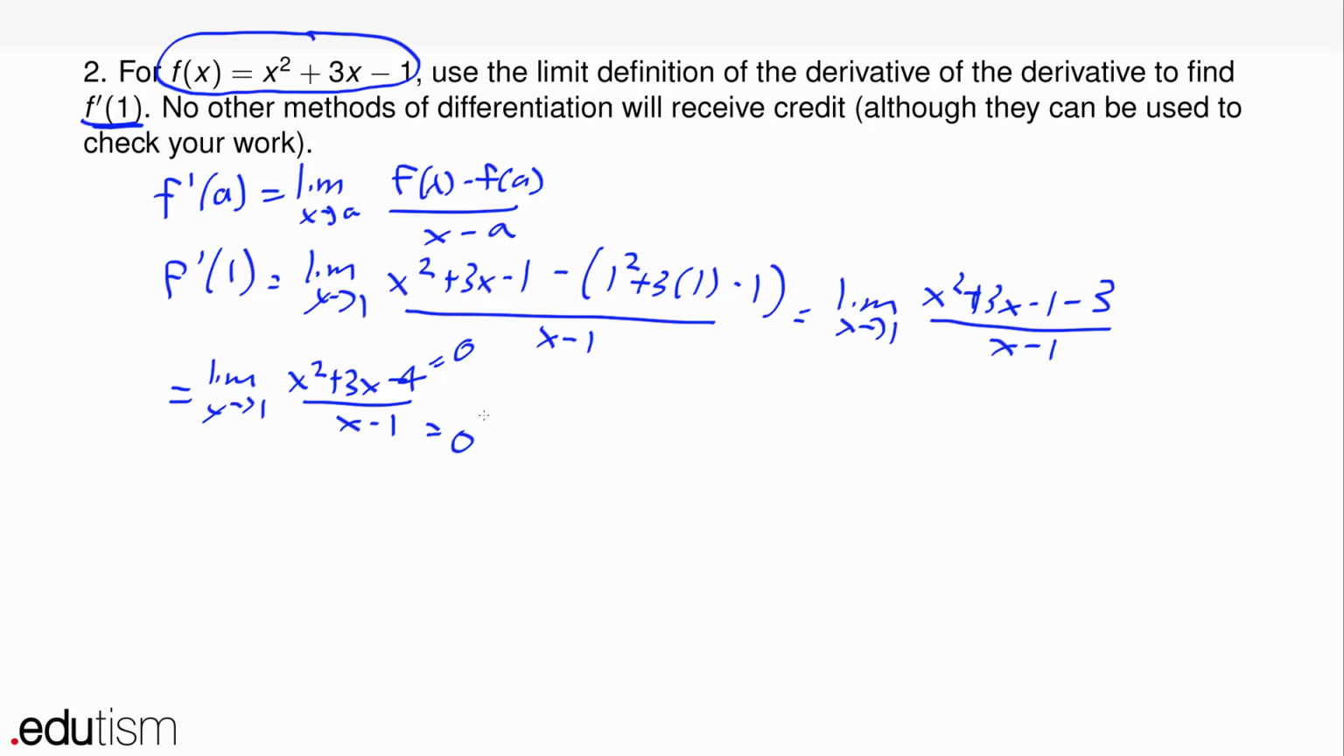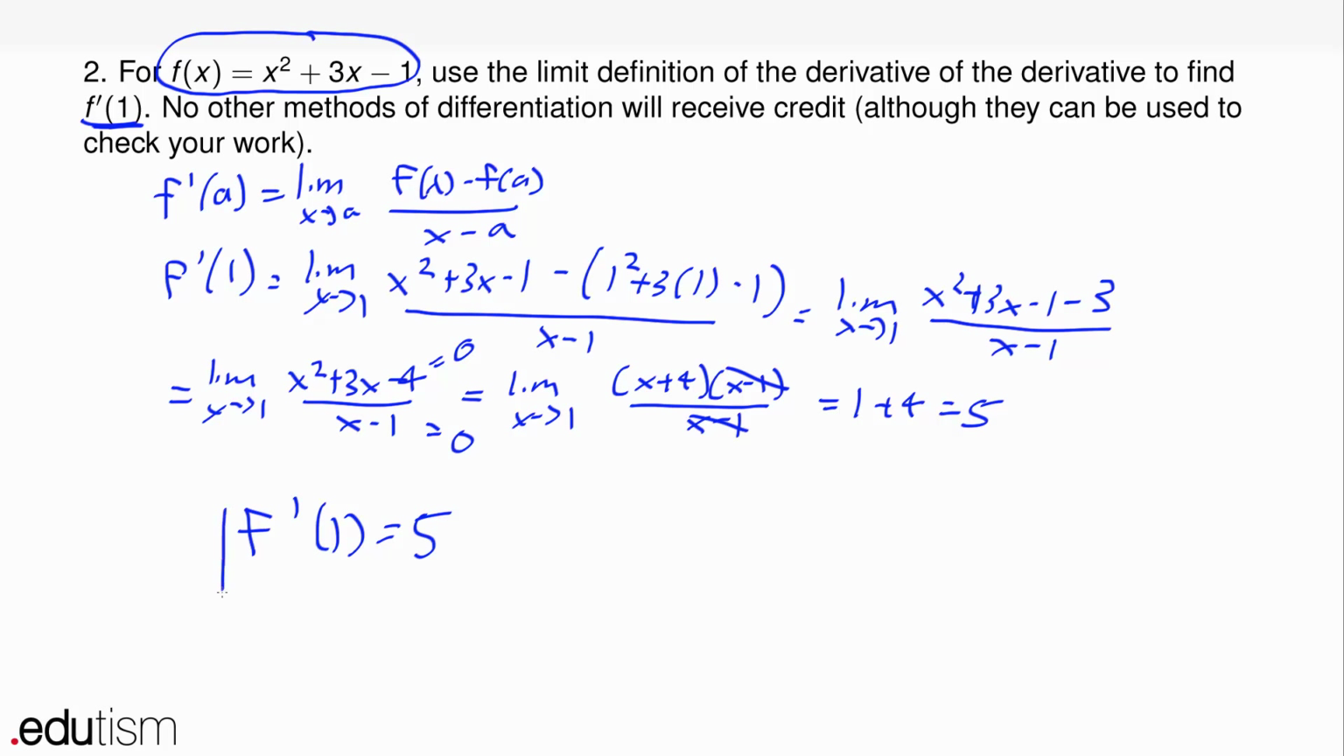If we ever have 0 over 0, one of the methods we can use to deal with this is factoring and canceling. So we're going to try to factor the top and the bottom. The top factors as x plus 4 times x minus 1. The bottom is just x minus 1. The x minus 1's cancel. We have the limit as x goes to 1 of x plus 4, which gives you 1 plus 4, which is 5. So for this function, f prime of 1 is 5.